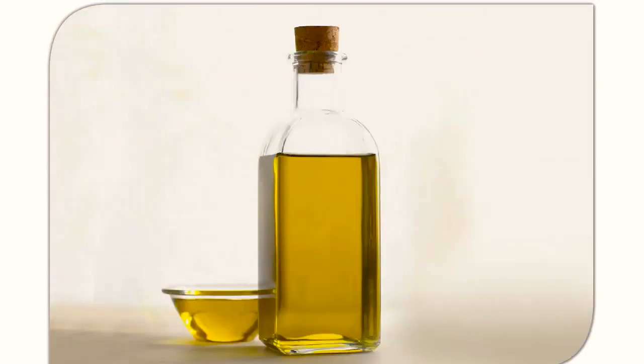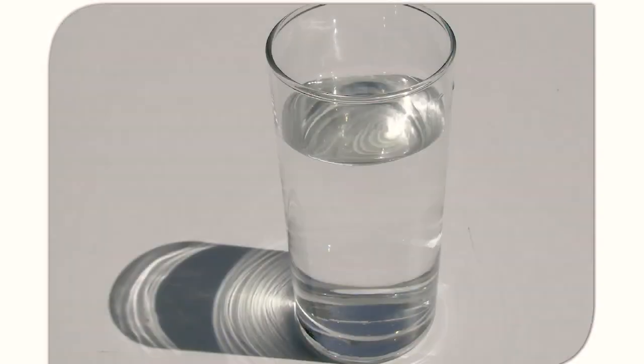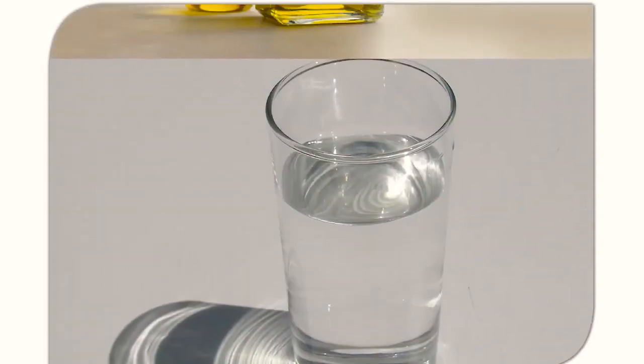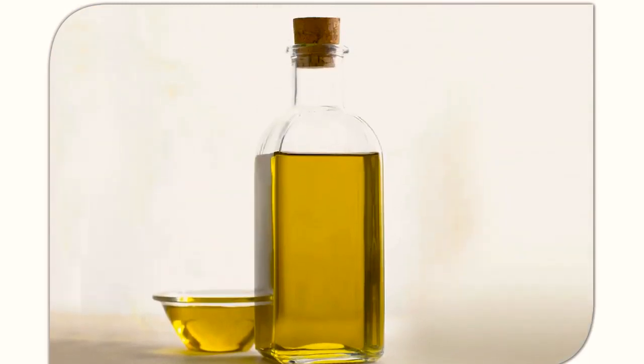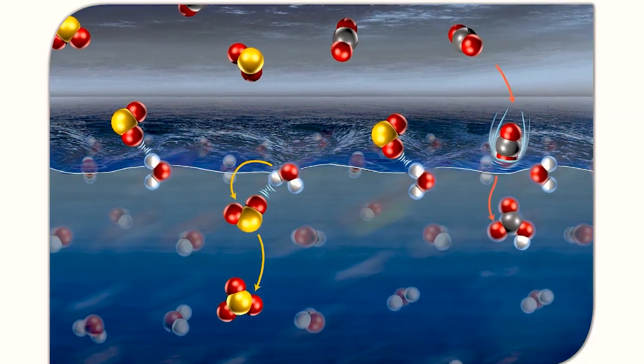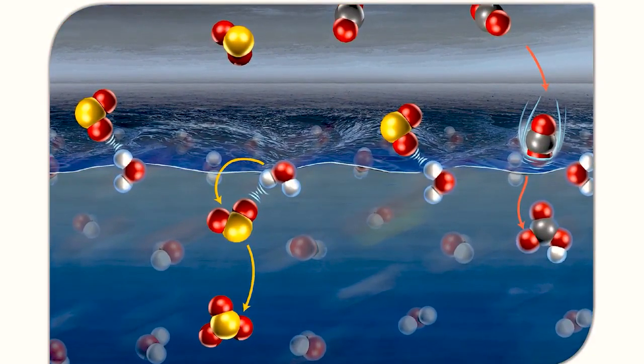Water, oil, juice are all liquids. They have no shape of their own. They take the shape of the container they are kept in. They have a definite volume. This is because the space between the molecules is more as compared to solids, and the intermolecular force is less than that of solids.